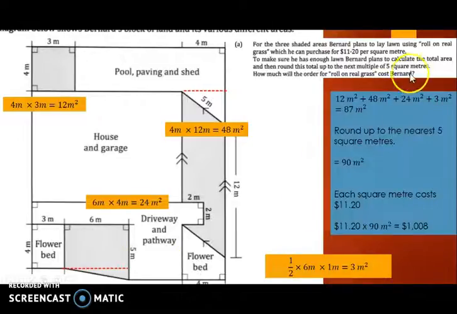Then we add them all up, except this is 44, so we need to subtract 4 overall, which would give us 83 meters squared. Rounding up to the nearest 5 square meters would actually bring us to 85 meters squared.